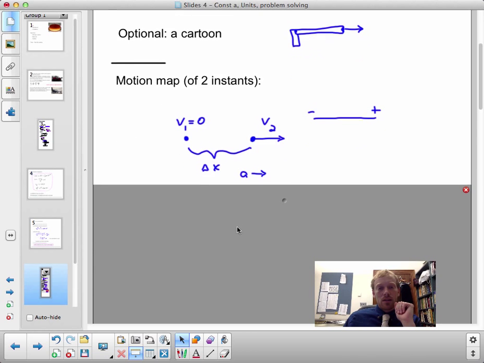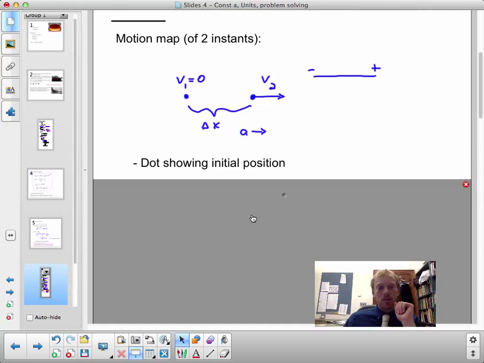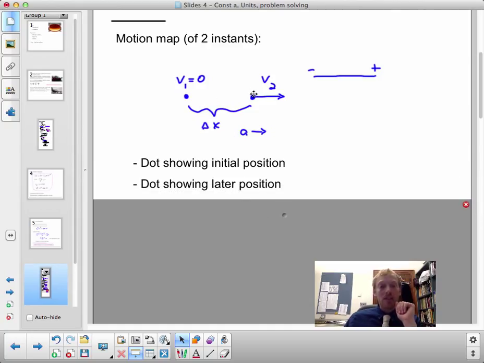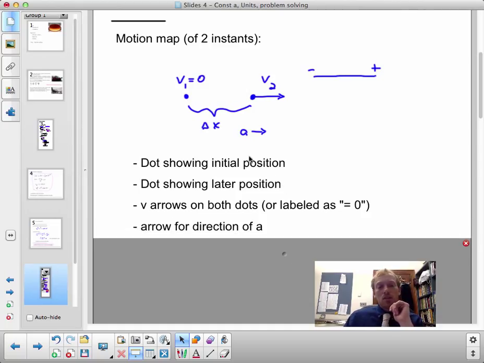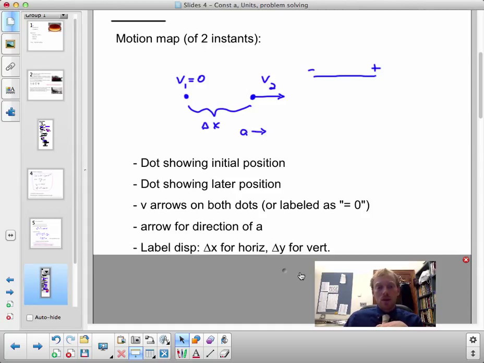So here's what a motion map includes. A dot showing the initial position, a dot showing the later position of an object. See, we're not drawing a picture of a bullet, we're just saying this dot, because we don't really need the shape of the bullet to solve this problem. Velocity arrows on both of those dots, or if one of the velocities is 0, as it is in this case, we label equals 0 to show the velocity is really 0. We draw an arrow for the direction of acceleration. We label the displacement with these angle brackets.